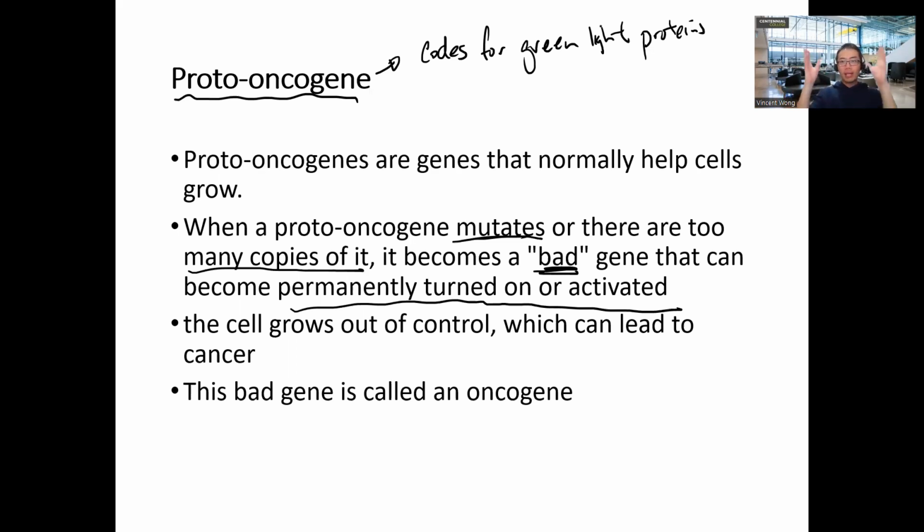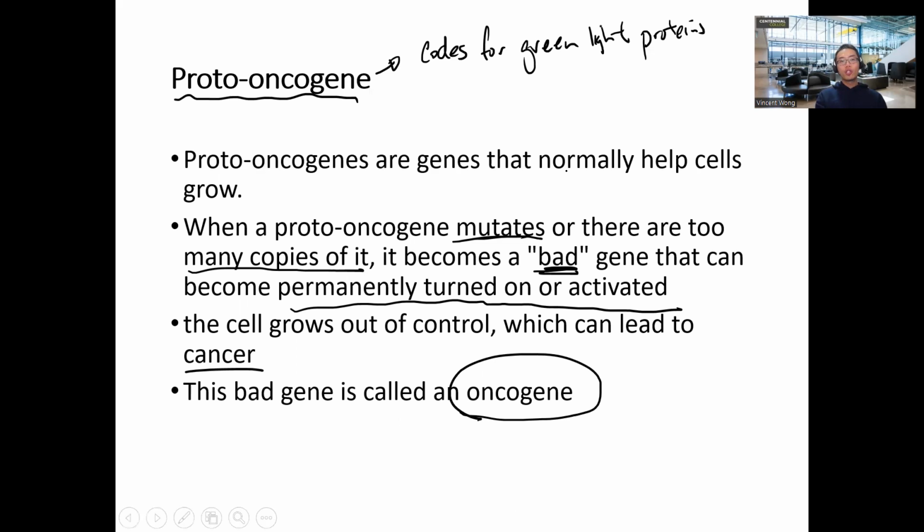So think of the green light and the red light, right? In this case, because of the mutation, the green light is always on. If the green light is always on, then the cell will always be going through the cell cycle. It will keep on dividing and dividing and dividing, even when it's not supposed to. Because the green signal is always on. So this out of control cell division is often what leads to cancer development. So the bad gene that we have now is called an oncogene.